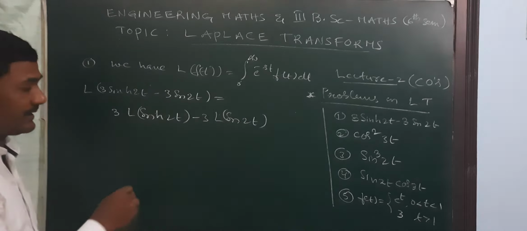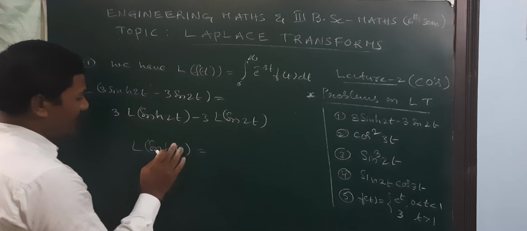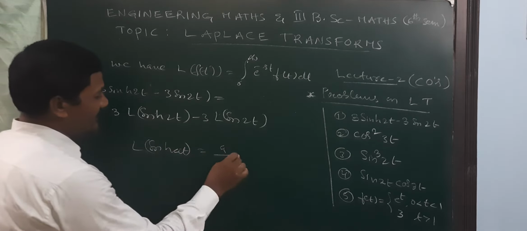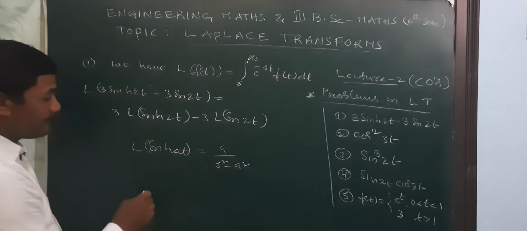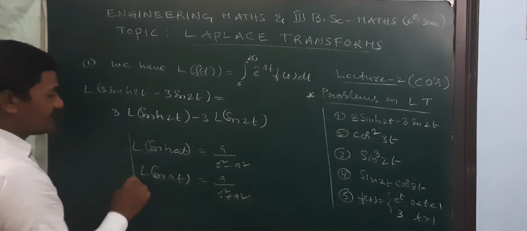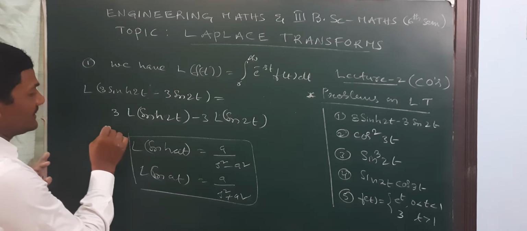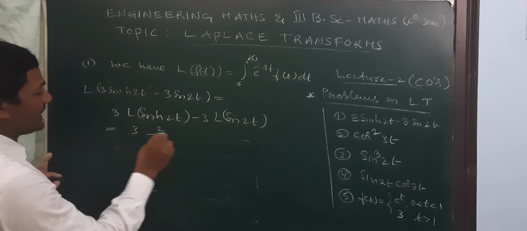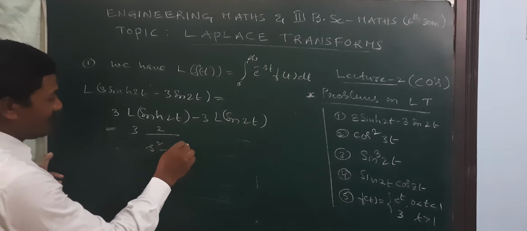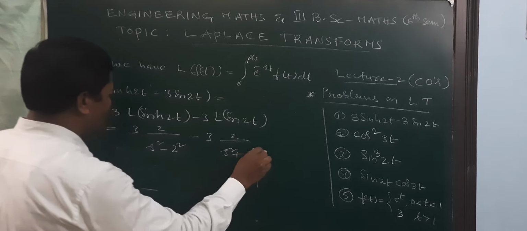So we know the formula: L of sinh at is a by s square minus a square, and L of sin at is a by s square plus a square. So we are using these two formulas. We can apply them to this problem. It is equal to 3 times 2 by s square minus 2 square, minus 3 times 2 by s square plus 2 square.